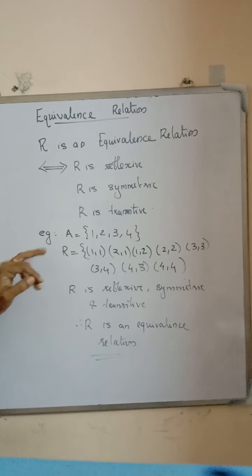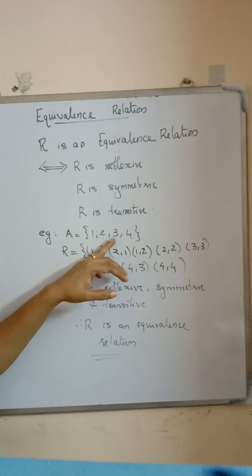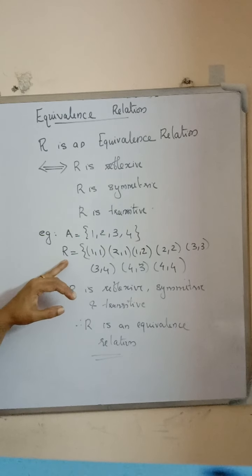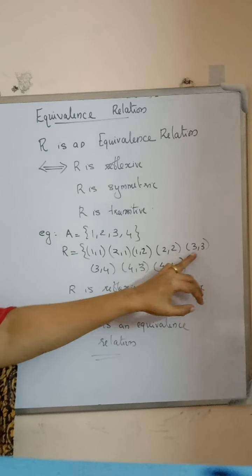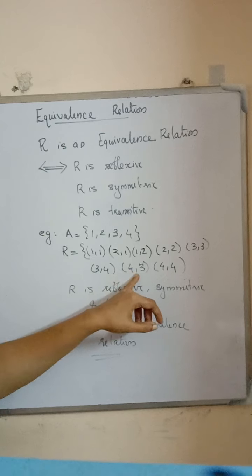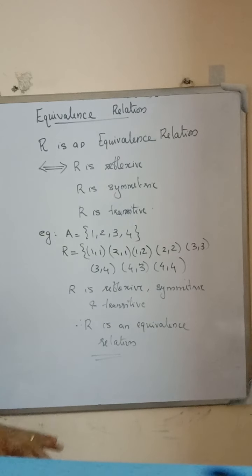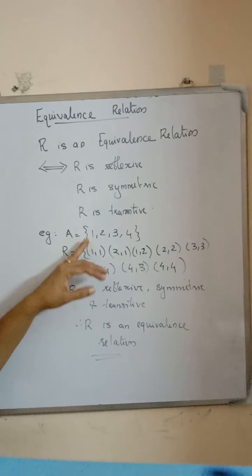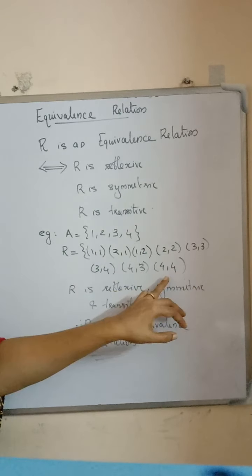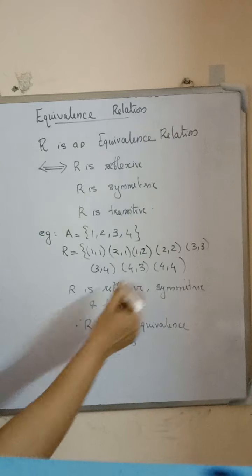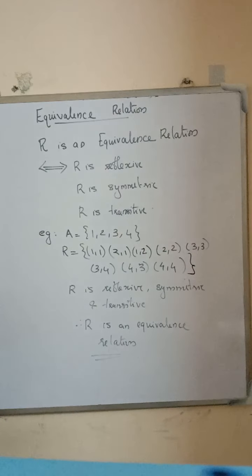For example, A equals the set {1, 2, 3, 4}, and the relation defined on the set A is R equals the set of ordered pairs (1,1), (2,1), (1,2), (2,2), (3,3), (3,4), (4,3) and (4,4). This relation is reflexive since (1,1), (2,2), (3,3) and (4,4) belong to the relation. Therefore, the relation is reflexive.